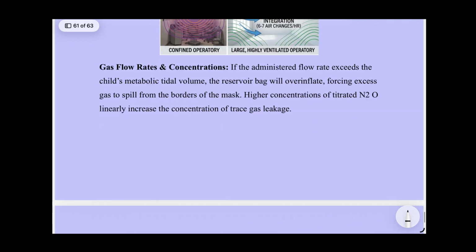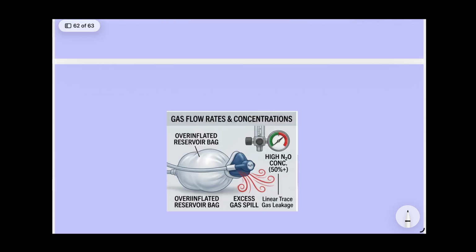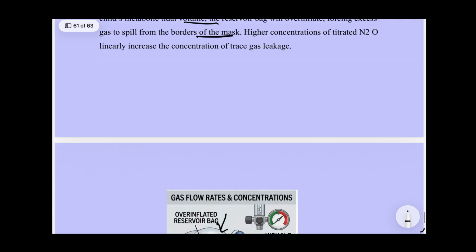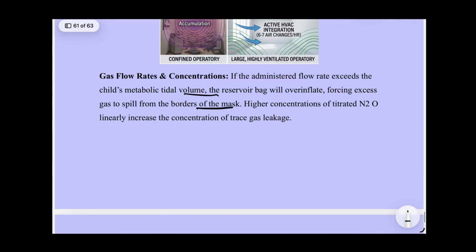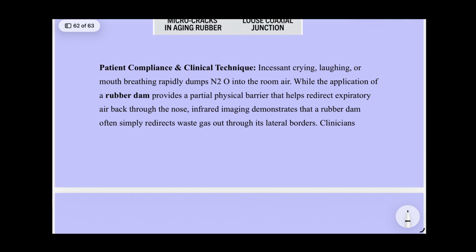Then gas flow rates and concentration. If the administered flow rate exceeds the child's metabolic tidal volume, the reservoir bag overinflates, forcing excess gas to spill from the border of the mask. Higher concentrations of titrated nitrous oxide linearly increase the concentration of trace gas leakage. Equipment integrity: undetected micro cracks in aging rubber reservoir bags or loose coaxial tubing junctions are major sources of chronic low-level gas leaks. Patient compliance and clinical technique.